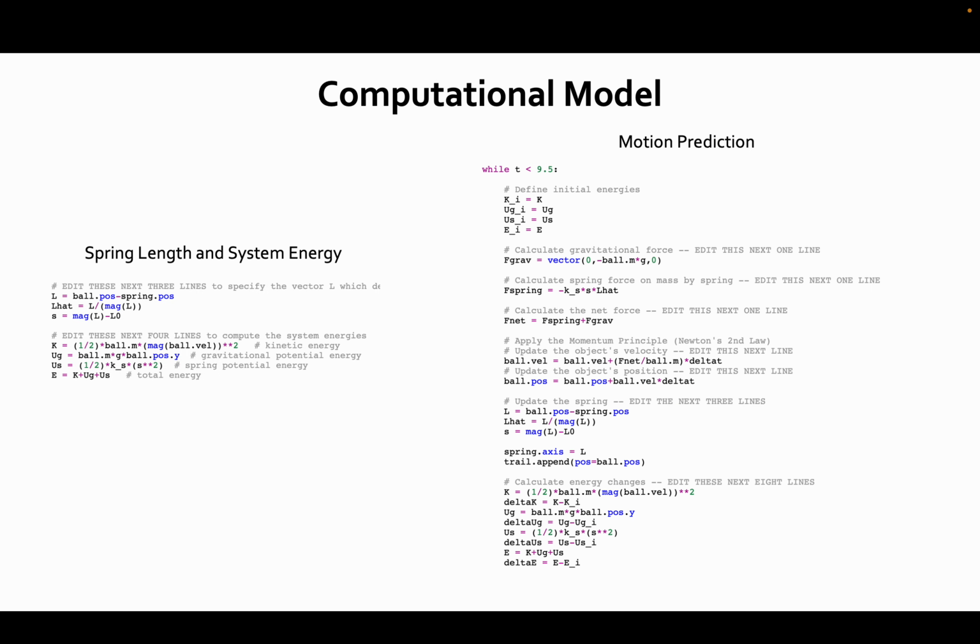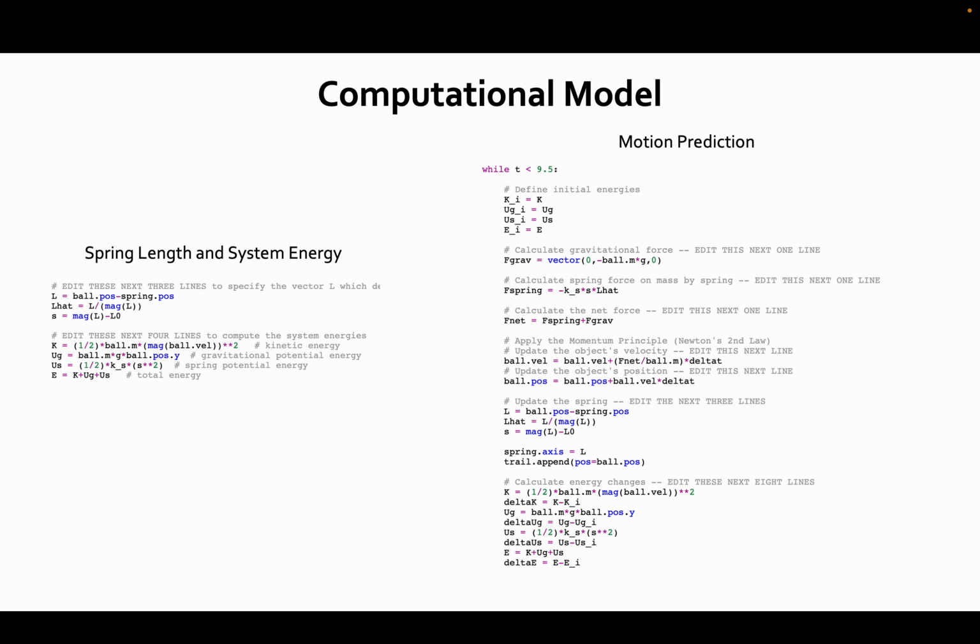Now, moving on to the computational model, I edited the code on the right so that the spring length could be identified, which could then be used to obtain the spring energy from the spring. I did this by using the spring equation. I then edited the next lines with the formulas for each type of energy to get the total system energy. These are the equations displayed earlier.